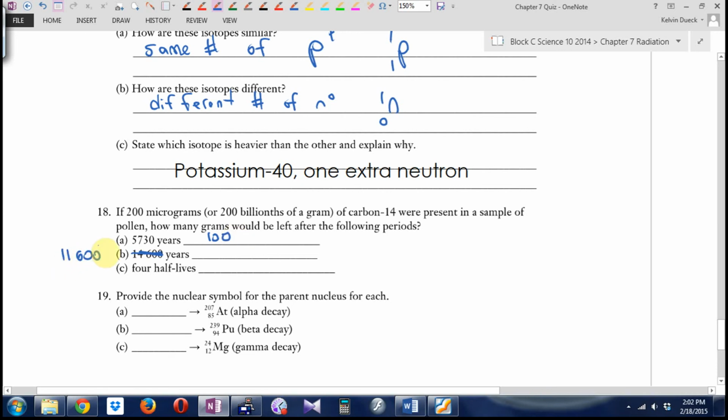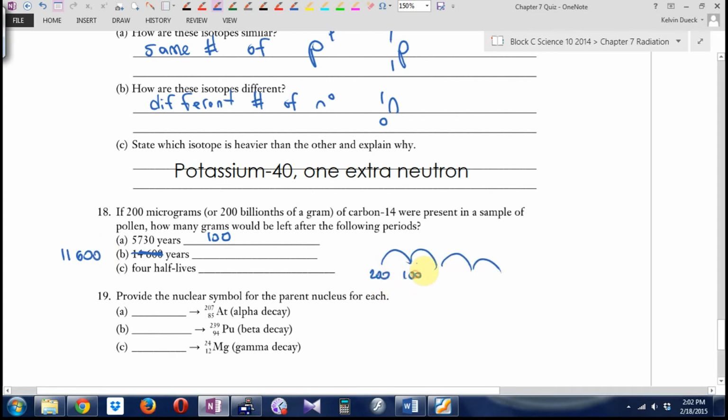How much will be left after 4 half-lives? You ready? What are we starting with? 200. After 1 half-life, how much is left? After 2 half-lives, 3 half-lives, 4 half-lives. So it can be done kind of counting on your fingers, but you know what? When in doubt, go loopy. Because that's pretty easy as well.